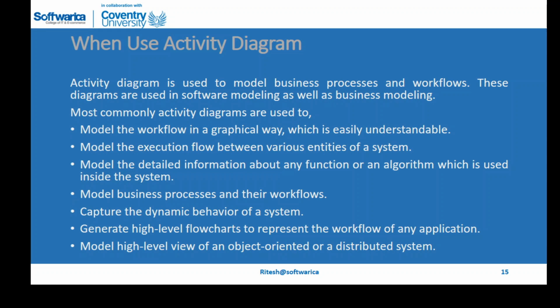Why use an activity diagram? An activity diagram is used to model a business process and workflow. These diagrams are used in software modeling as well as business modeling. Most commonly, activity diagrams are used to model the workflow in a graphical way, which is easy to understand. Model the execution flow between various entities of the system. Model the detailed information about any functions or algorithms used inside the system. Model the business process and their workflow. Capture the dynamic behavior of the system. Generate a high-level flowchart to represent the workflow of any application. Model the high-level view of object-oriented and distributed systems.